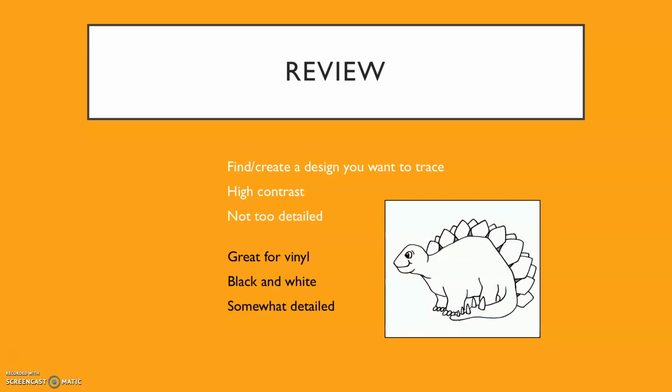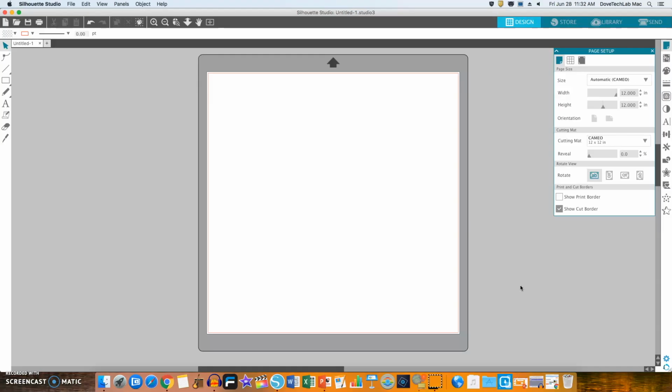Now that I've found an image I want to trace, I need to save it to the desktop or a folder on my computer so I can pull it into the Studio program. Now I'm done looking for images, so I'll move into the Silhouette Studio software, and it'll open up ready for me to make a new project. Here we see the white space is already 12 by 12 inches, which is the standard size of a Cameo cut mat, so we're not going to adjust anything here.